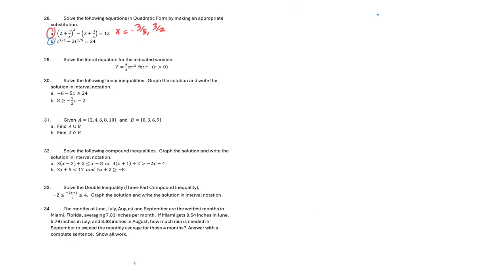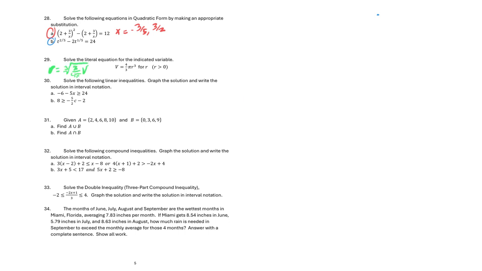Solve the equation for the indicated variable. V is equal to 4/3 pi r cubed. So multiply both sides by 3/4, and we get 3/4 V equals pi r cubed. Divide both sides by pi. Then r cubed is 3/4 times 1 over pi times V, so r is equal to the cube root of 3/4 times 1 over pi times V.